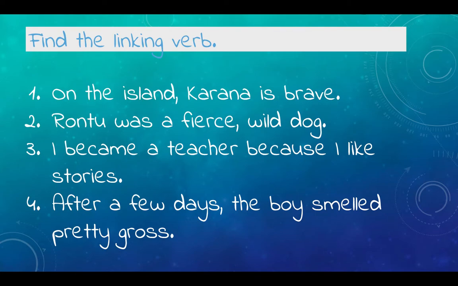So what we're going to do is look at these sentences and see if there's a word that links something in the subject to something in the predicate. Here we go. On the island, Karana is brave. Okay, I see this brave right here, and that's linking back to Karana, which means my linking word is. In my second sentence, Rontu was a fierce wild dog. Okay, I'm linking Rontu. I'm saying he is this wild dog over here. They're linking each other, and the word that's linking them is was. So that's a linking verb.